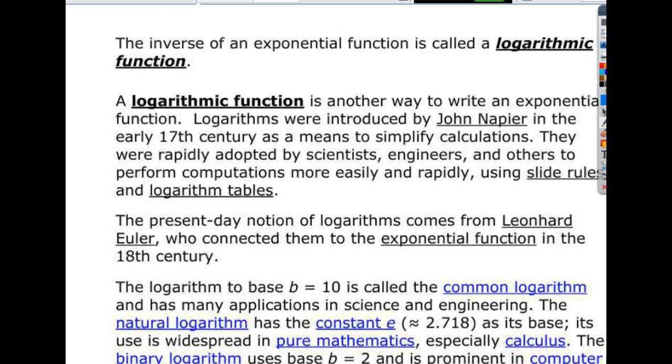Another very common use of a logarithm scale, I've been very surprised not very many of my students have known what a Richter scale is. Do you know what a Richter scale is? It measures the amount of an earthquake.